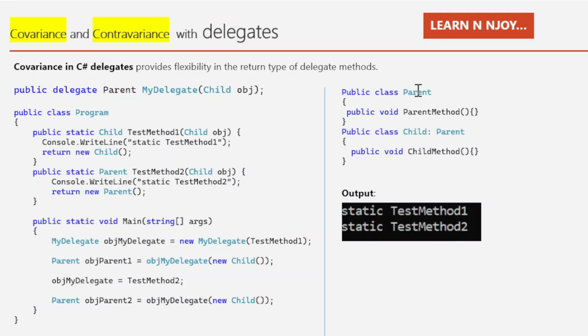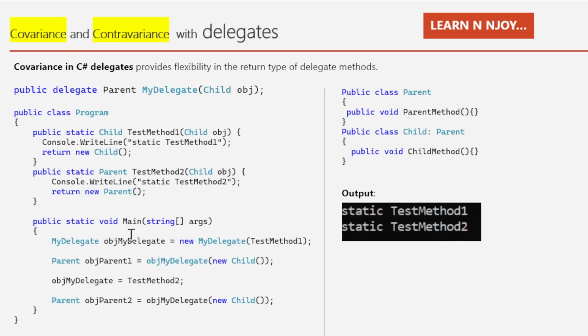So here we have two classes, parent class and child class. Child class inherits the parent class. Both classes have one method, parent method and child method. Now there is a class named Program over here that has three methods: test method 1, test method 2 and the main method. Test method 1 accepts a child object and returns a child object, whereas test method 2 accepts a child object but returns a parent object. And before returning, these methods write one statement into the console window. In this one, we are writing a static test method 1, and in this method, I am writing a static test method 2. Now there is a main method, which is the entry point of this application.